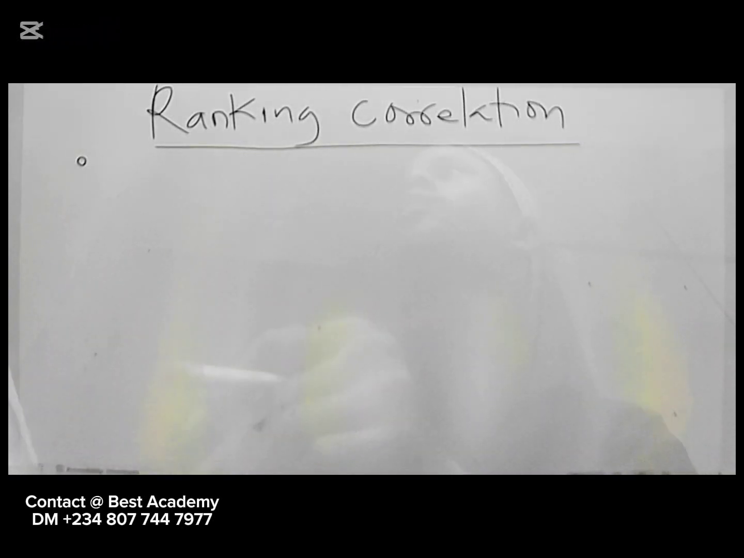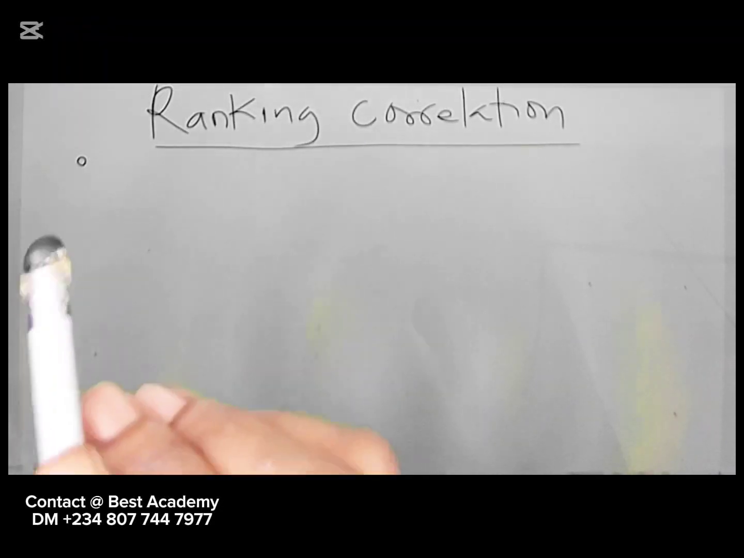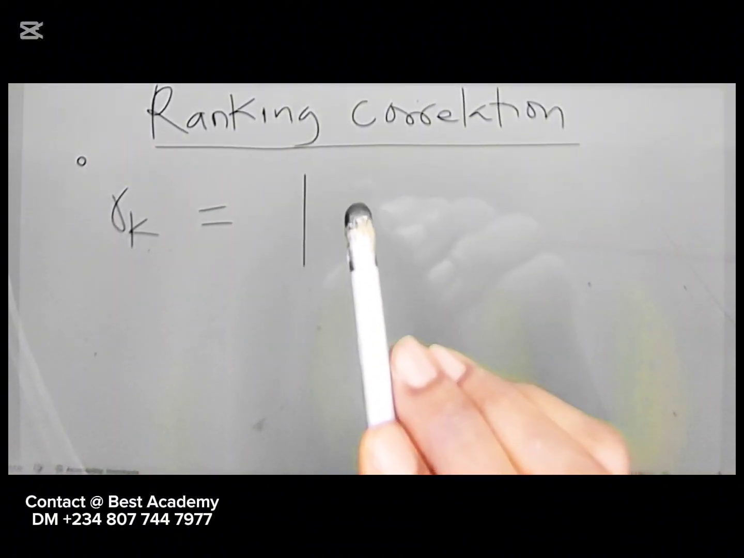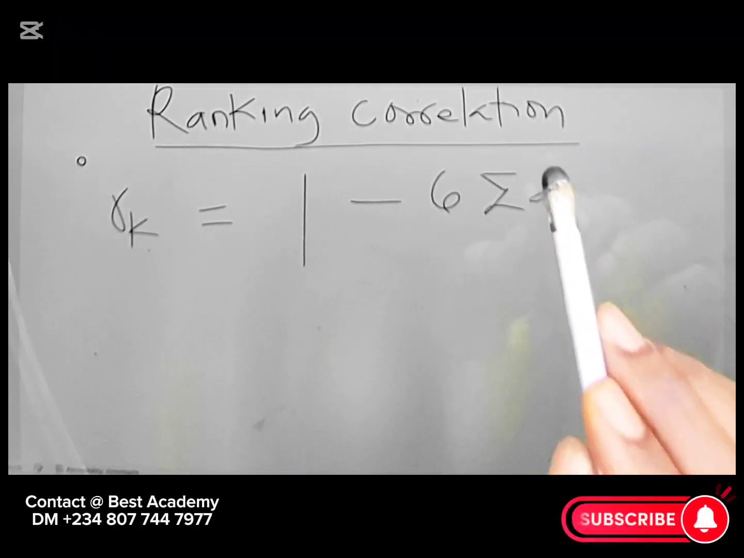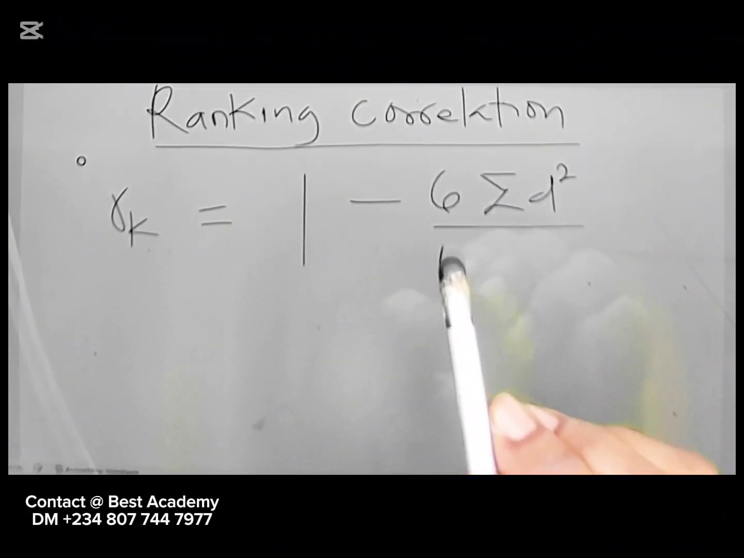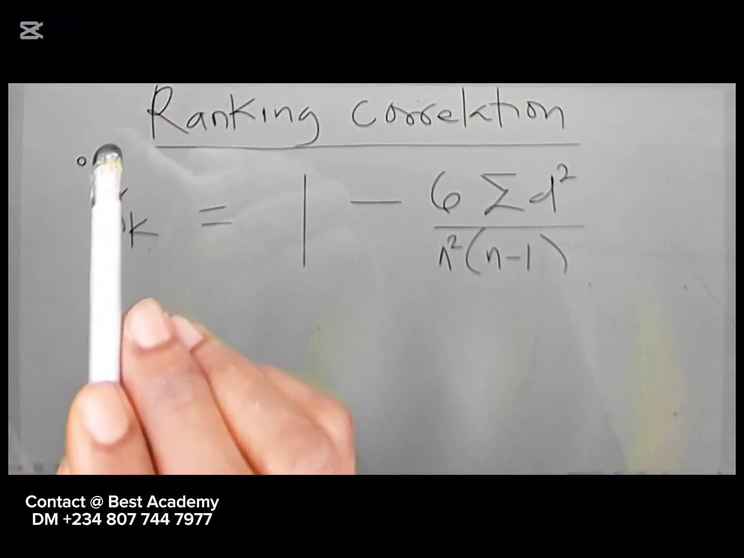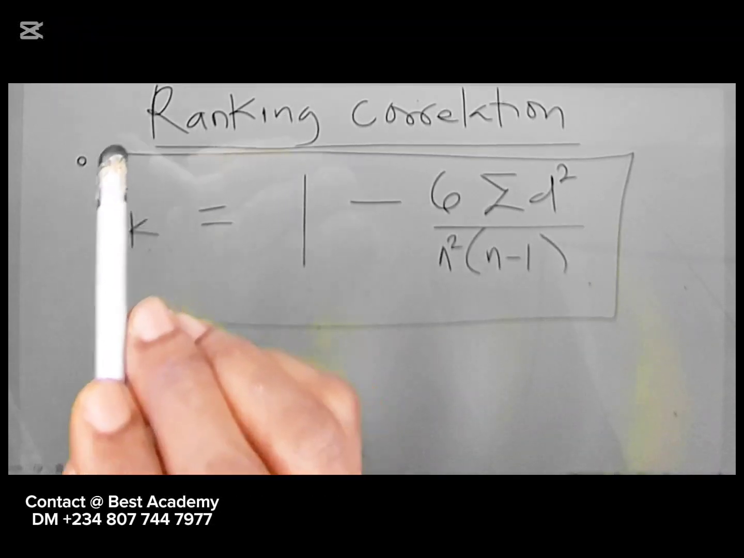Okay, all right. In this video, we're going to focus on one of the methods of correlation, the second method, called Spearman's ranking correlation, or you can also call it ranking correlation. Now, the mathematical formula for ranking correlation is expressed as rho sub k equals 1 minus 6 sum of d squared over n squared into n minus 1. Please take note. This is the formula for ranking correlation. Please take note of this.